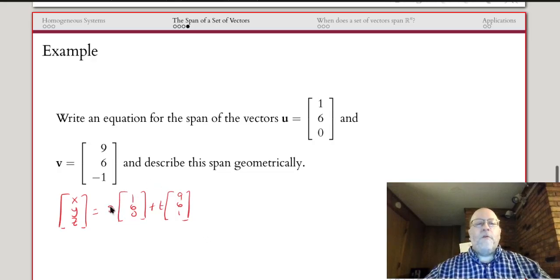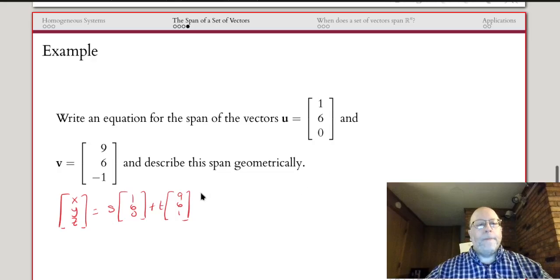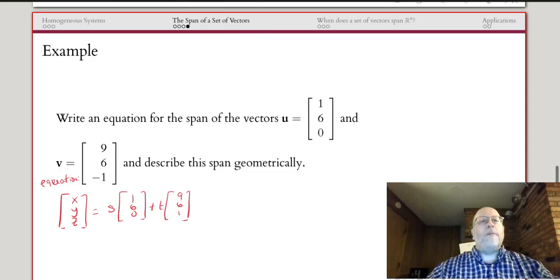So we've used s and t as parameters before. We just take all of the multiples of (1, 6, 0) and all of the multiples of (9, 6, 1), and we add them together, and we get some vector x, y, z that way. And so that's the equation. We wanted to describe what this span looks like.